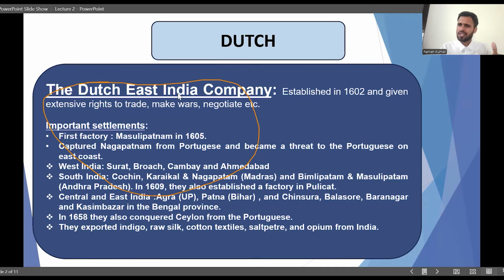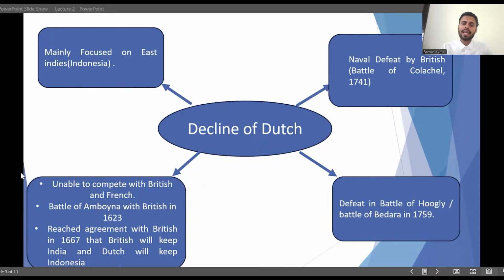The number one reason behind the decline of the Dutch is that their major interest was in Indonesia, not in India. That remained so till perhaps 1945, when Indonesia gained independence. The spice trade and other important trades, the Dutch were mainly doing from Indonesia only. So their attention to India was not that much. Then they were not able to compete with the British and the French. In fact, they made a settlement with the British as well with time.